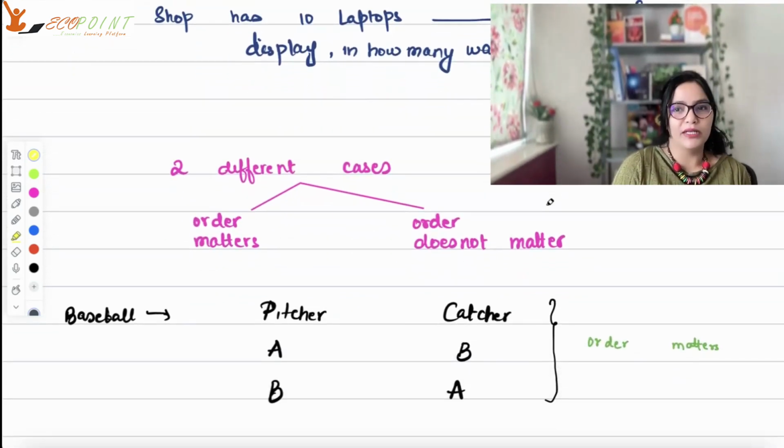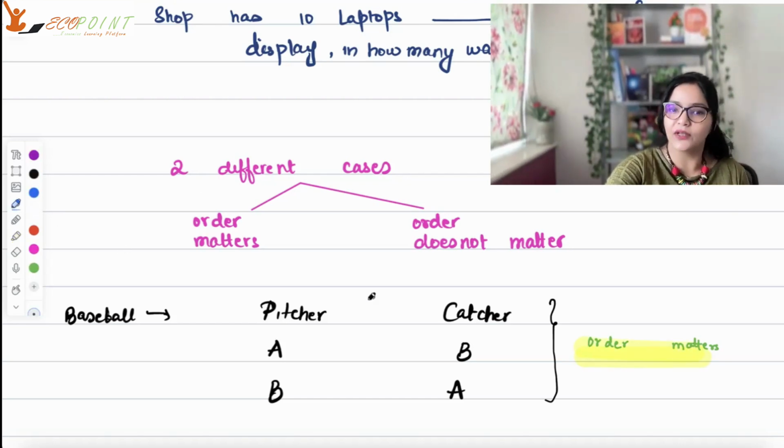In the baseball case, because you have pitchers and catchers in this game, suppose A and B are 2 people getting selected in the lineup. A being a pitcher and B a catcher is a different case compared to B being a pitcher and A a catcher. So in these kinds of scenarios, order will matter.